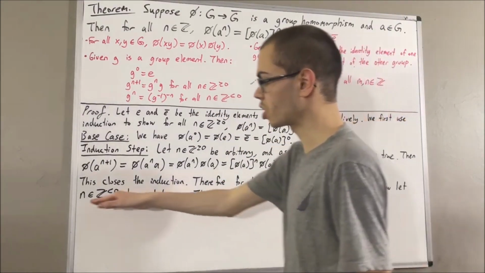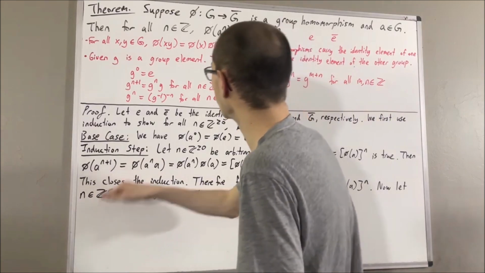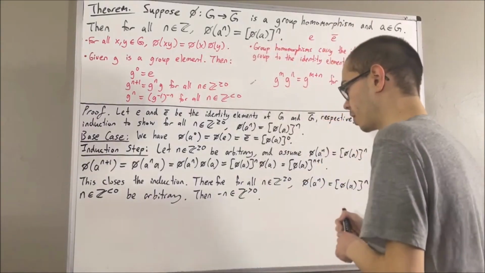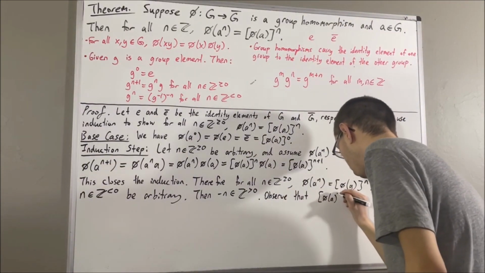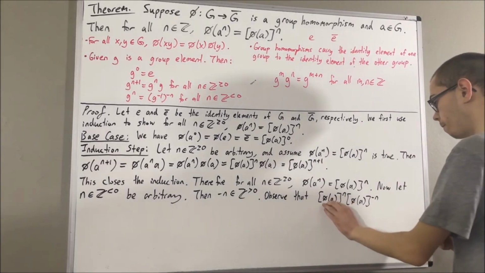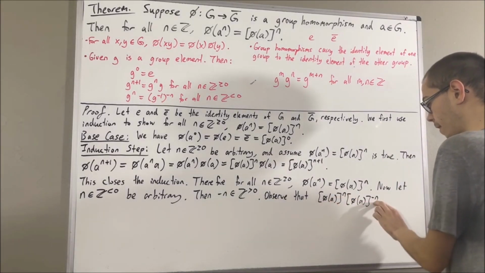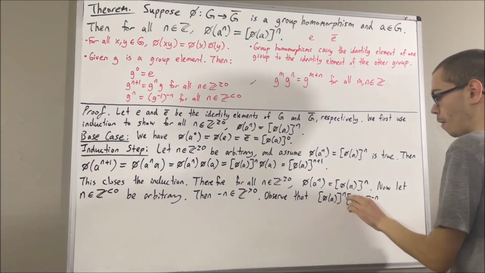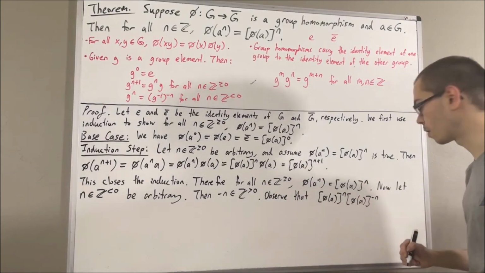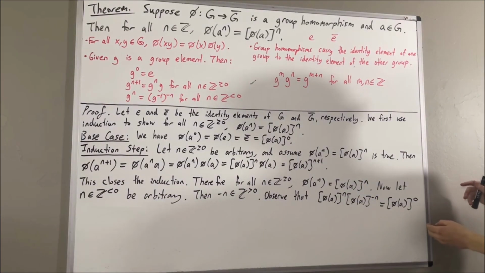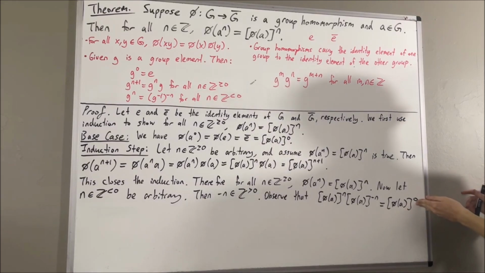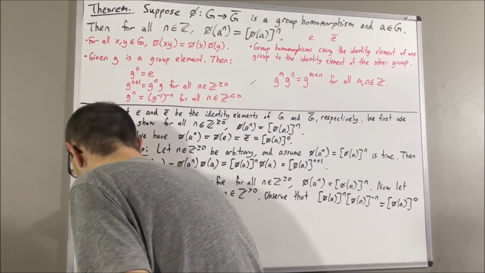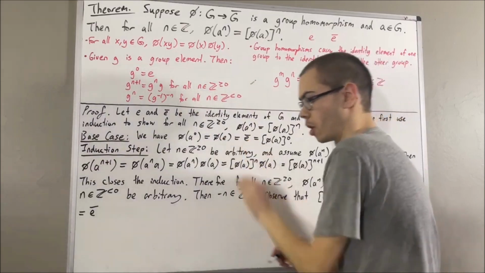Now the whole goal with this arbitrary negative integer n is to show that this equality is true. And to show this, the idea is as follows. We consider doing phi of a to the power of n times phi of a to the power of negative n. Well, according to this property, we can just add the exponents. This is just going to be phi of a to the power of n plus negative n, or just phi of a to the power of 0. But then, any element of g bar to the power of 0 is equal to the identity element of g bar. So this is just equal to e bar.